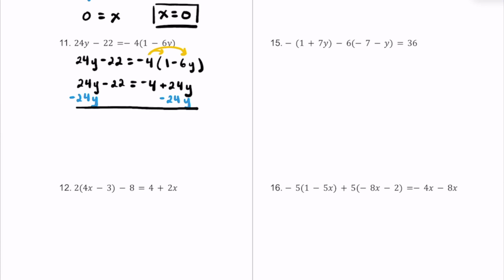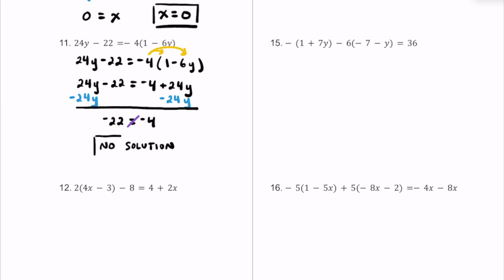On the left side, we're just going to be left with negative 22, and on the right side, we're going to be left with negative 4. So negative 22 equals negative 4. Well, that can't be true, right? So let's put a slash through that equal sign and say that's not true. So there's actually no solution for this equation. There's no value for y that would make this equation true.